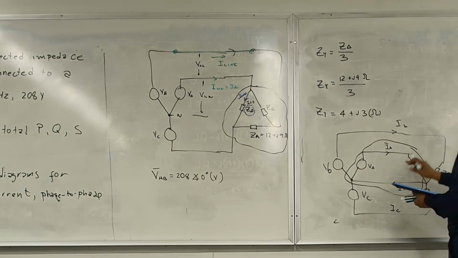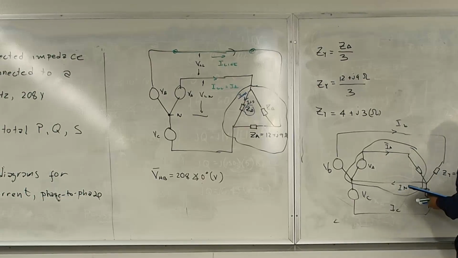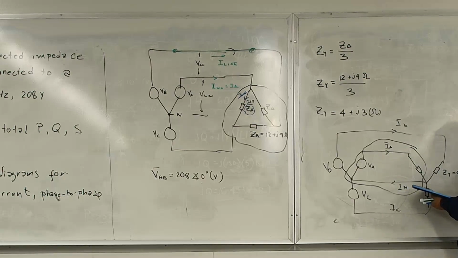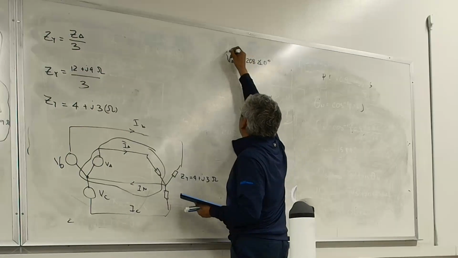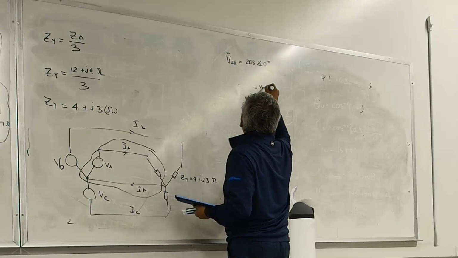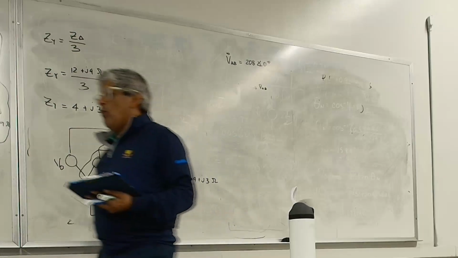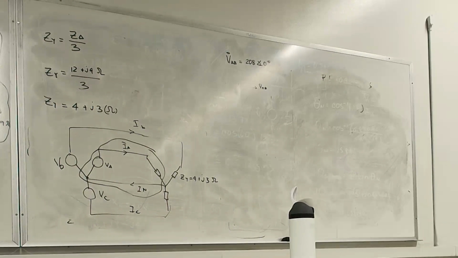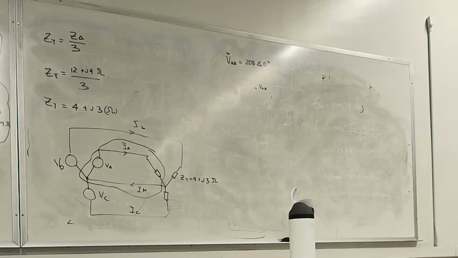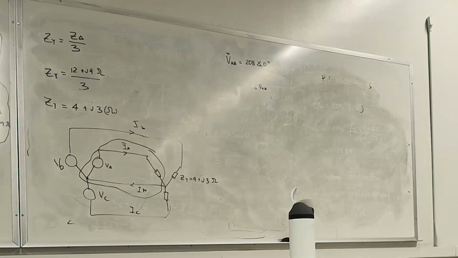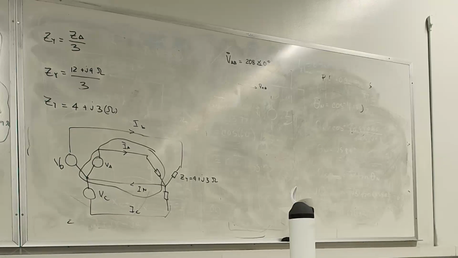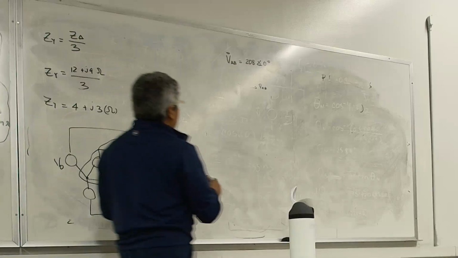All right, so what about my V? I know VAB is equal to 208 angle of 0 degrees. That I know, right? I know this phasor, VAB. This is the one I told you to go to the slides for. You can do your deltas and Y's if you want. If you want to take a little picture and make a copy of it and then paste it, I'm okay with that as well. But I'm going to go this way.